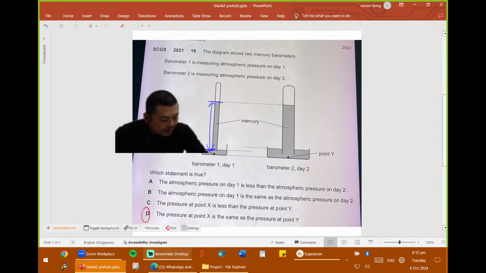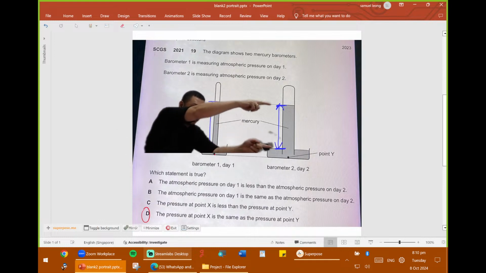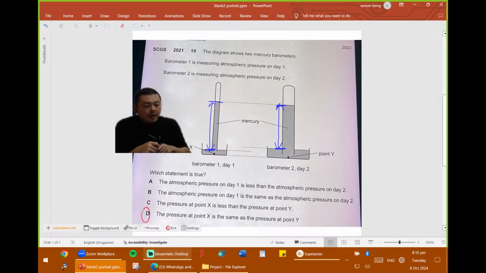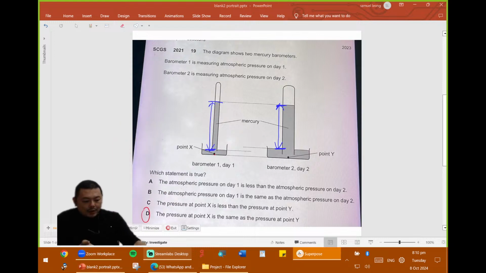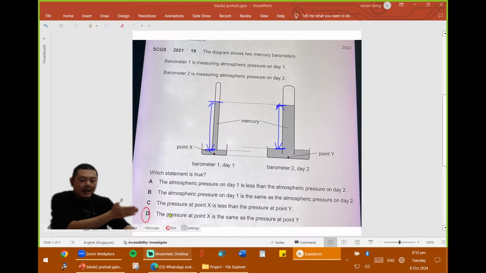And then from this side here to this side here, this height here, that one is the day two atmospheric pressure, right? Day one obviously looks more than day two, right? But there's no option for that, so we can't put A or B. Now we have to check whether C or D is correct.